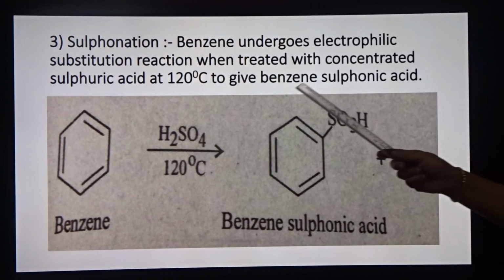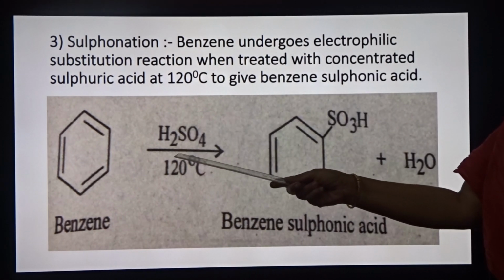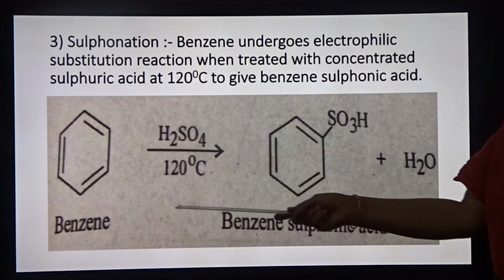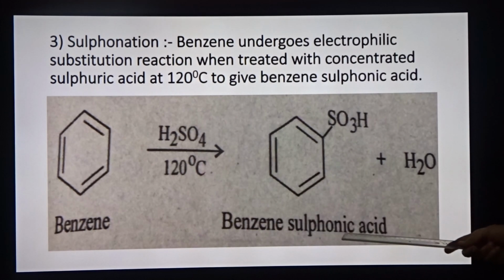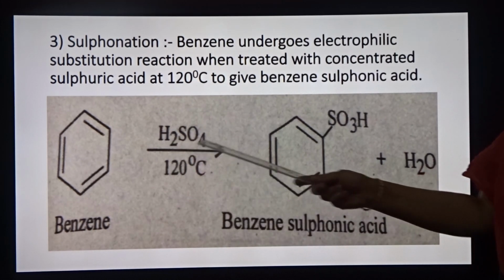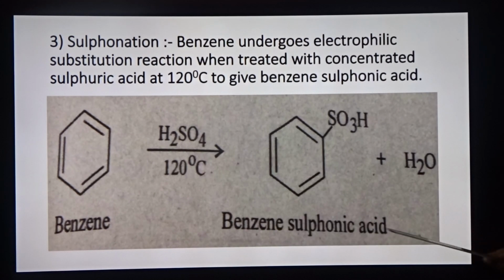Sulfonation. Benzene undergoes an electrophilic substitution reaction when treated with concentrated sulfuric acid at 120 degrees centigrade to give benzene sulfonic acid. So, benzene on sulfonation gives benzene sulfonic acid.